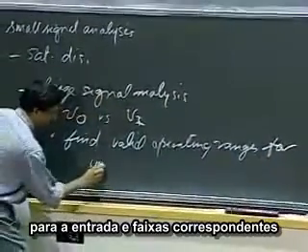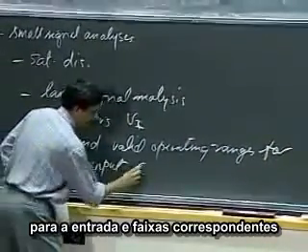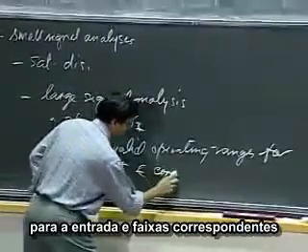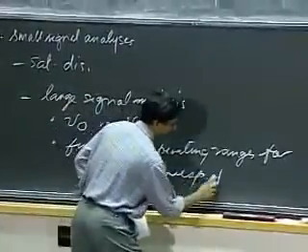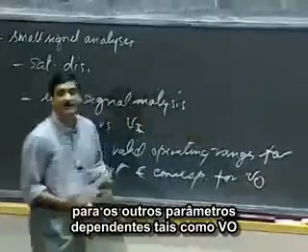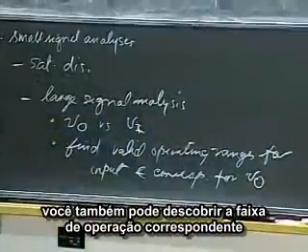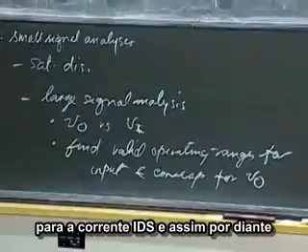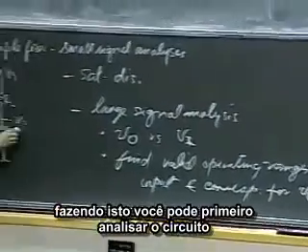For input and corresponding ranges for the other dependent parameters, such as V naught. Okay, you could also find out the corresponding operating range for the current IDS, and so on.